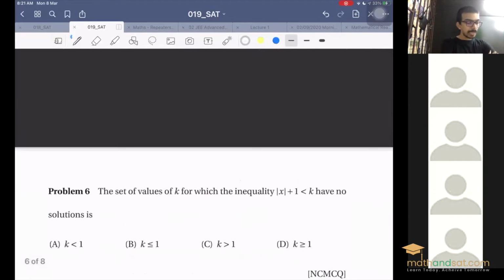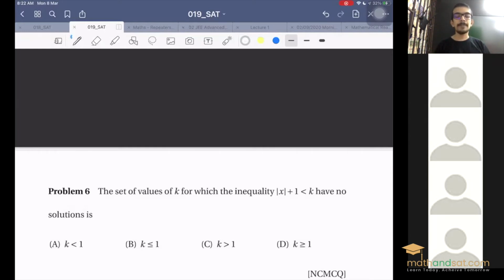So there is an inequality, but there is an unknown value of k. We are not asked to find the solutions of x. We are asked to find the value of k so that the inequality has no solution in x. Remember, this is not a question to find the set of values of x. In fact, they have given a question and there is an unknown parameter k included in the question. We have to find the value of k in such a way that the inequality has no solution.